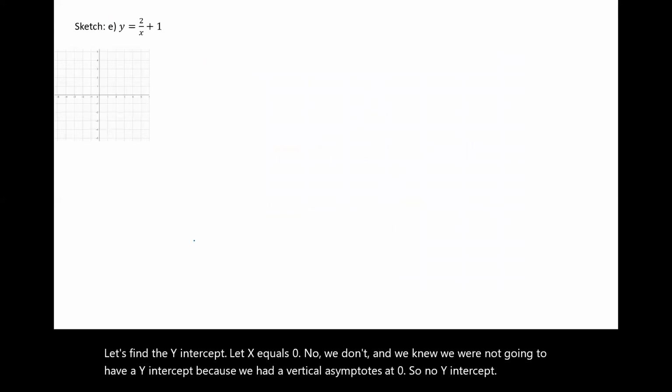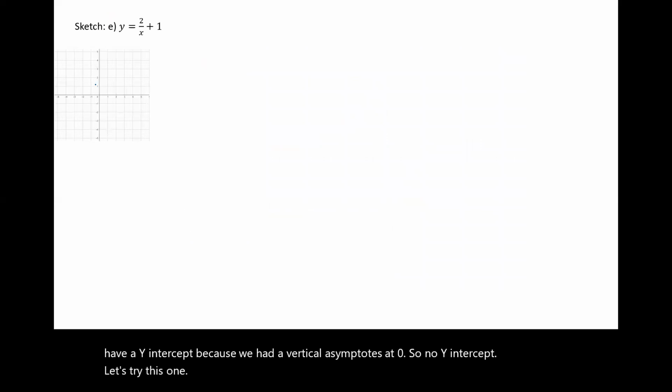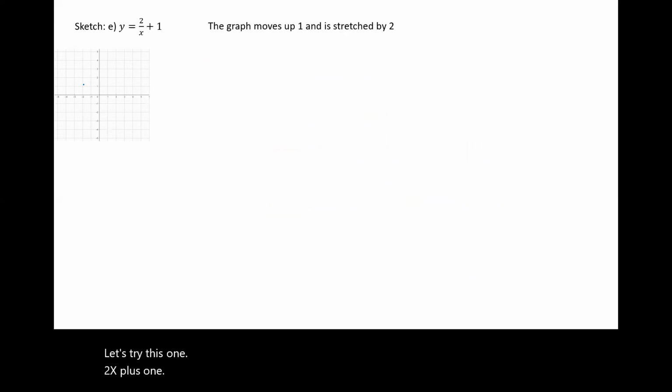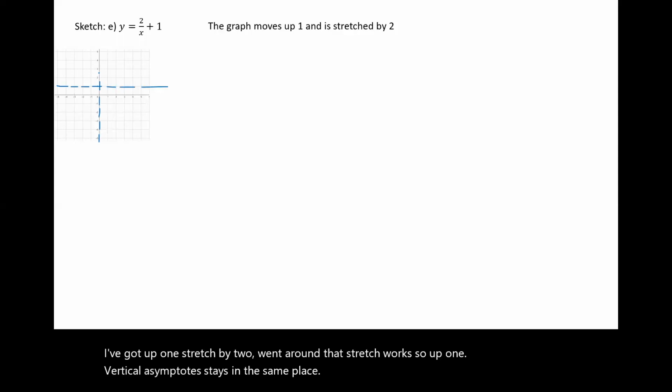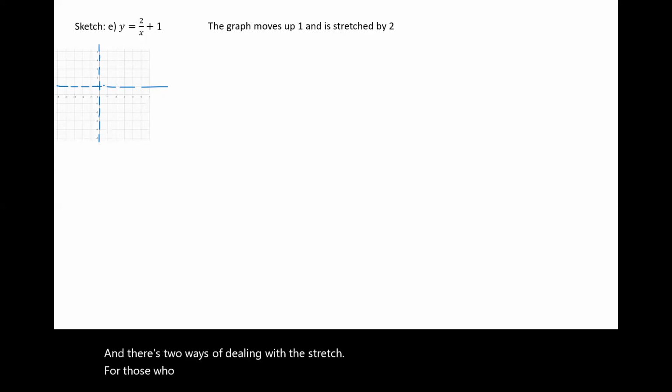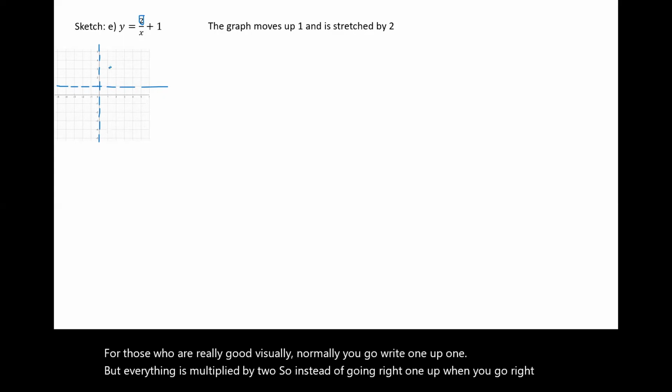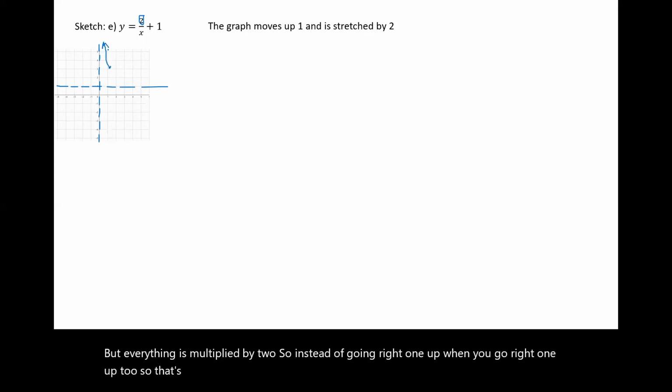Let's try this one. 2/x plus 1. I've got up 1 stretched by 2. Ooh, wonder how that stretch works. So up 1, vertical asymptote stays in the same place. And there's 2 ways of dealing with the stretch. For those who are really good visually, normally you go right 1, up 1, but everything is multiplied by 2. So instead of going right 1, up 1, you go right 1, up 2. So that's where the bend is.